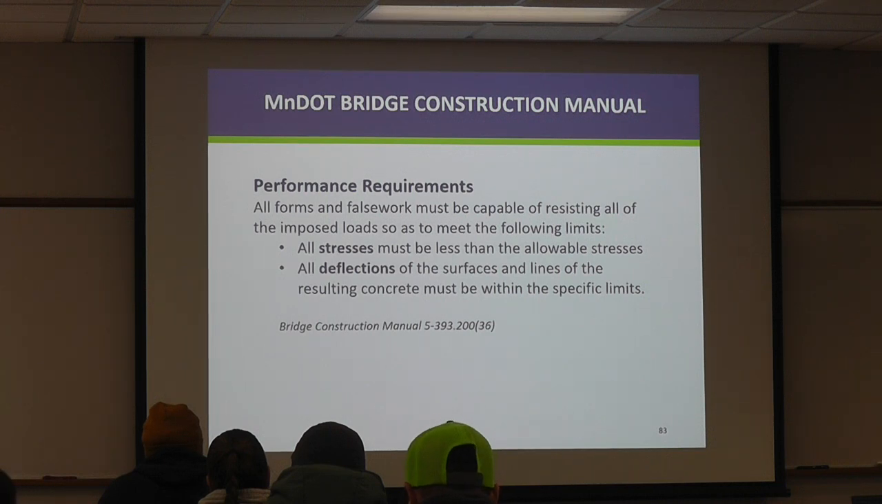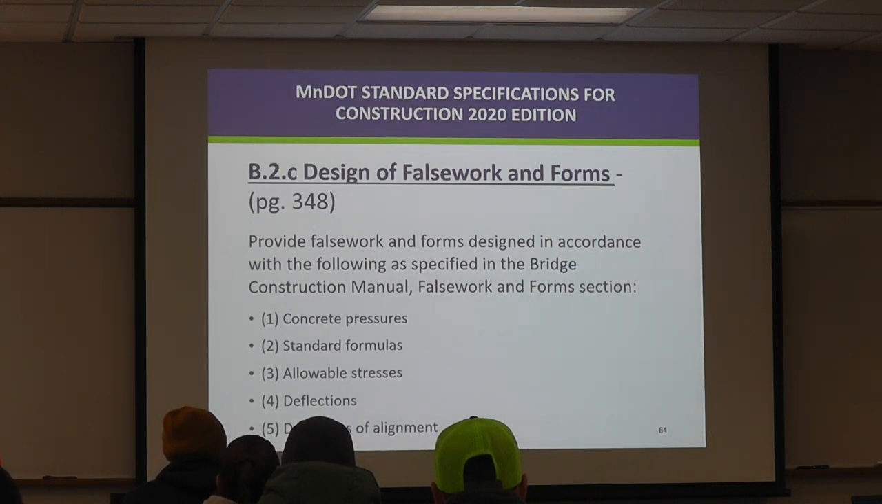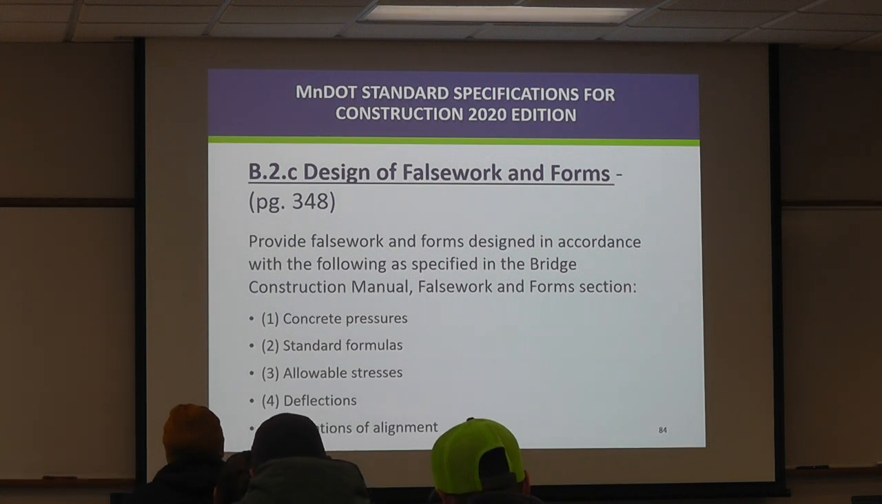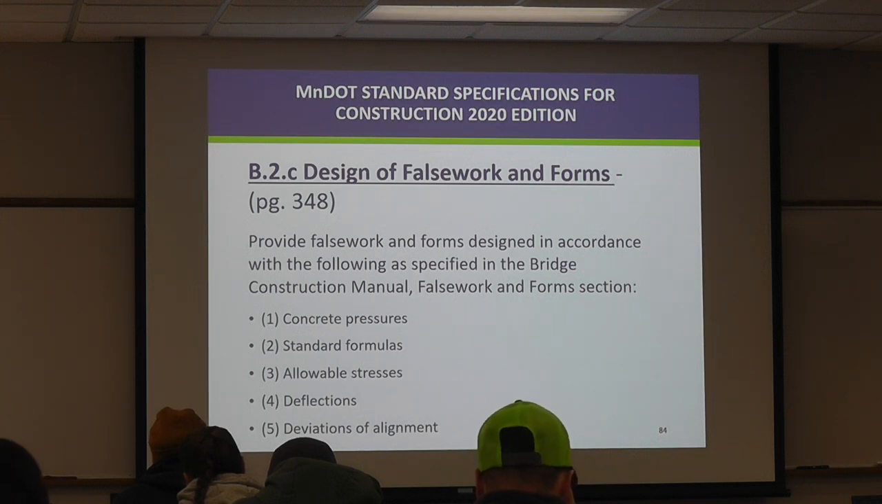So the bridge construction manual has a lot of information in it for forms and falsework. It essentially is saying the stresses must be less than allowable stresses. So that load is less than the material that is supporting it. And deflections must be within specified limits. So among that, in our spec book, page 348, in B2C, so center of the page, it says we need to provide for these things.